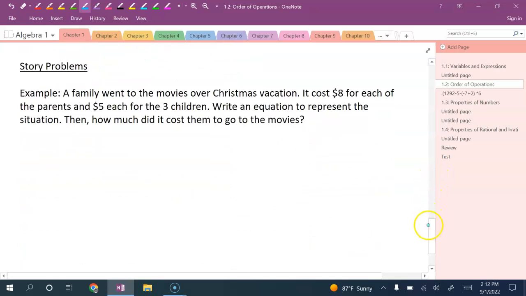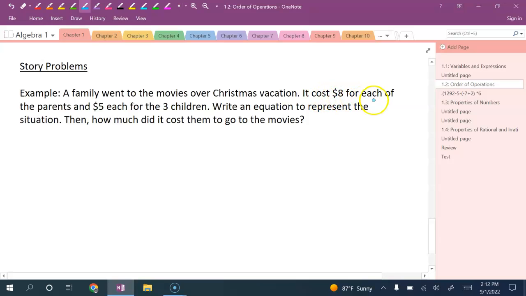All right, the last couple of problems we have here are story problems. So we're going to read through the situation here, write out an equation to show what's happening, and then figure out how much it would cost. So a family went to the movies over Christmas vacation. It cost $8 for each of the parents and $5 for the 3 children. We want to write an equation to represent the situation, and then how much did it cost for them to go to the movies.